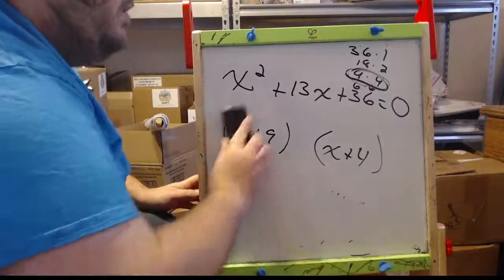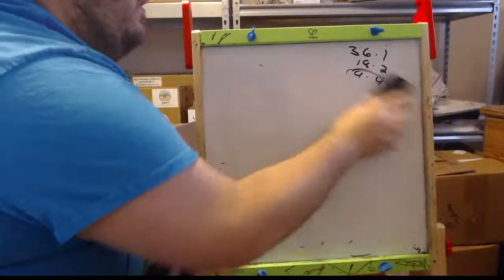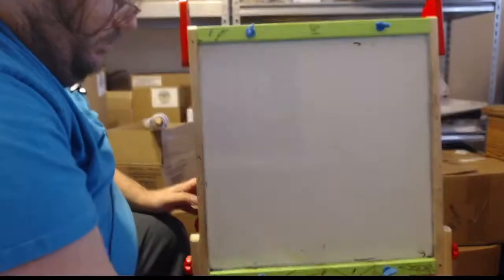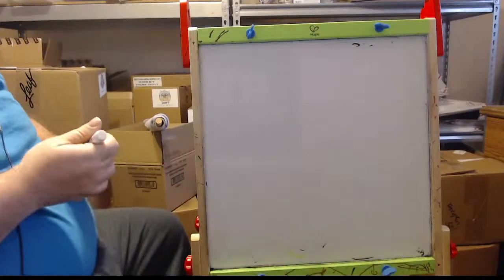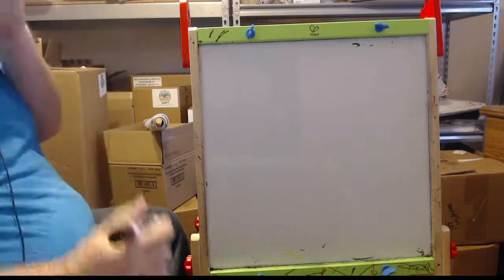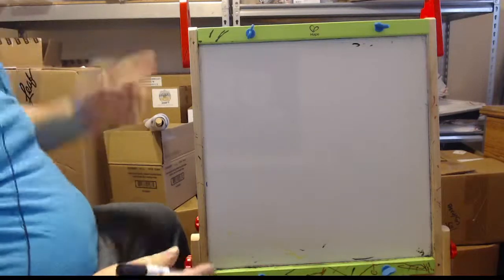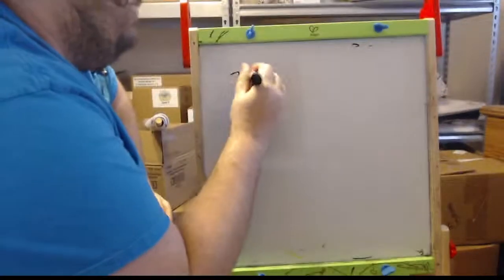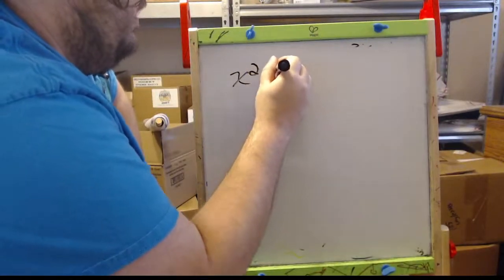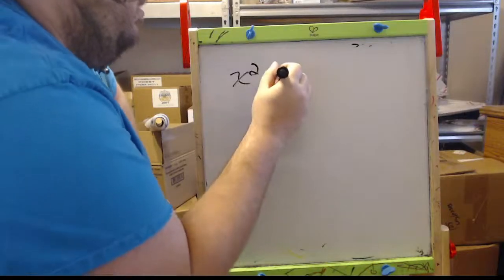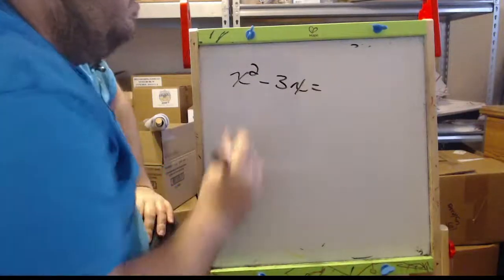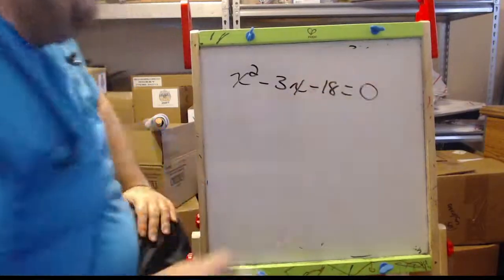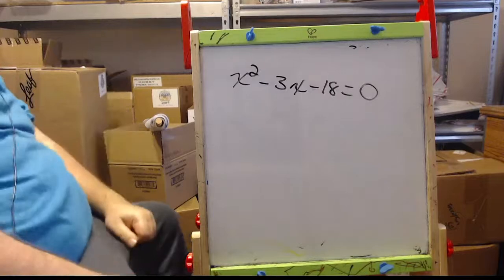So let's try another one. I have to think of them off the top of my head here. Here's one. Okay, let's do this. x squared minus 3x minus 18 equals 0. Yeah, that should work.